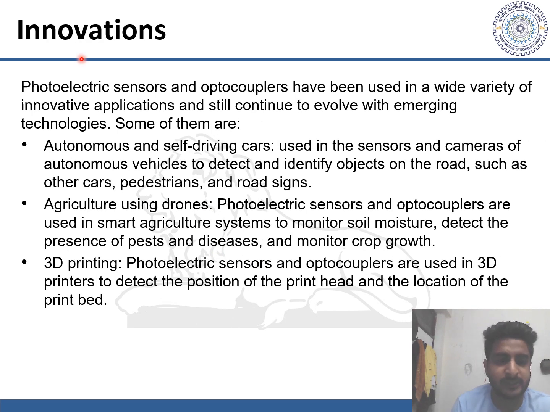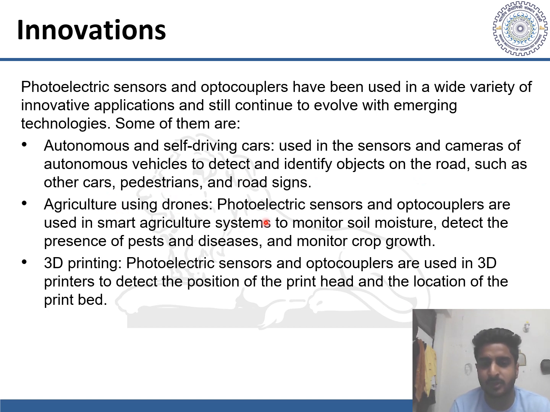So now I will talk about some of the innovations that are coming up using photoelectric sensors and optocouplers. They have a very wide variety of innovative applications and still continue to evolve with emerging technologies. Some of them are autonomous and self-driving cars, which use sensors and cameras to detect and identify objects on roads, such as other cars, pedestrians, and road signs.